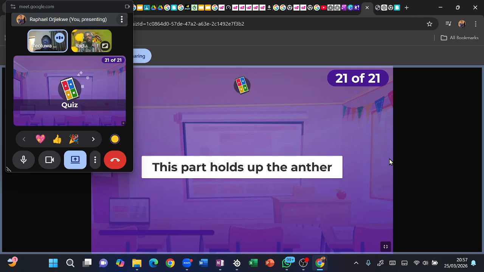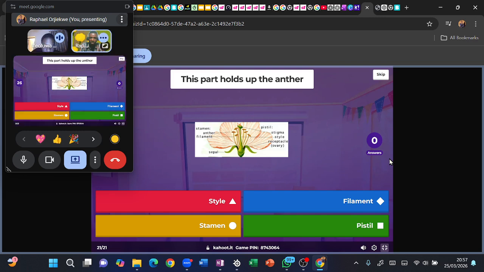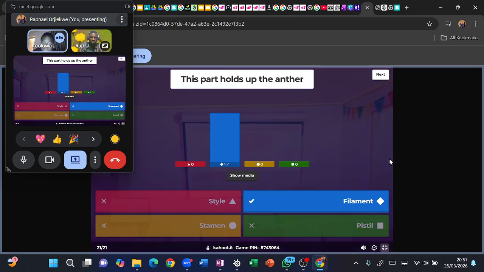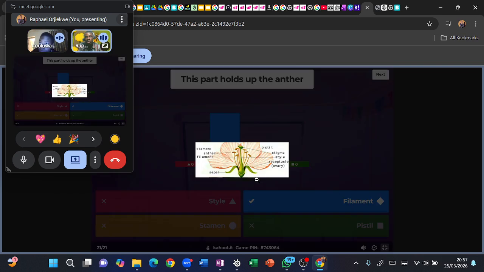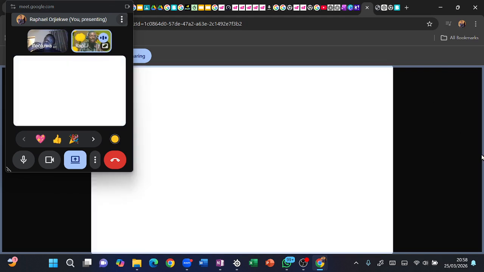And then we have the last question. The filament. So you just repeated the question in a different way. Well done, that was awesome. So you can see that they separated the male parts to be stamen and the female part to be pistil. So that should have already clarified. So let's get to the final. You are the winner, anyways. Well done.